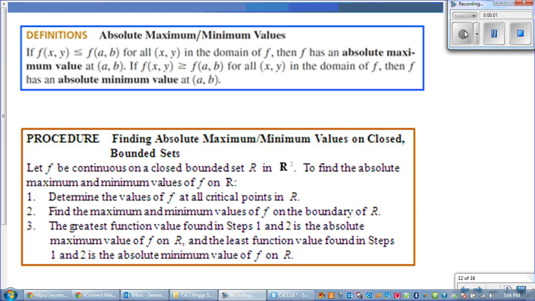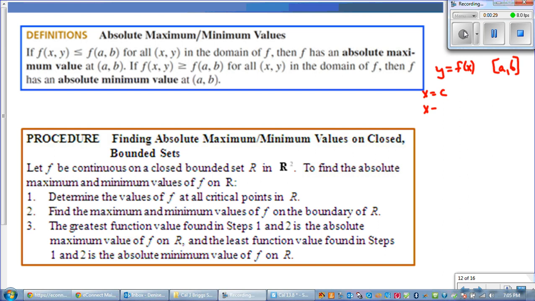We want to find absolute maximum and minimum values of a function. Back in Calculus 1, you had a function y equal f of x defined on a closed interval AB. We were guaranteed that there would be an absolute maximum and an absolute minimum when that interval was closed. The way we found it was we first found the critical points in the interval AB. So let's say that x equals c is a critical point in the interval AB.